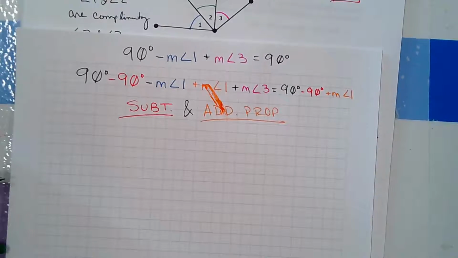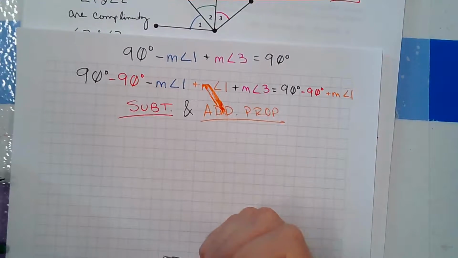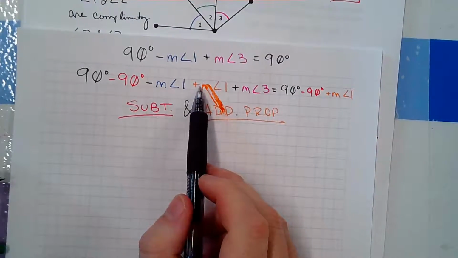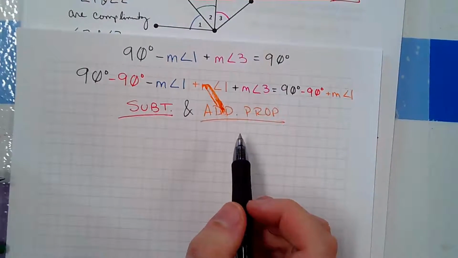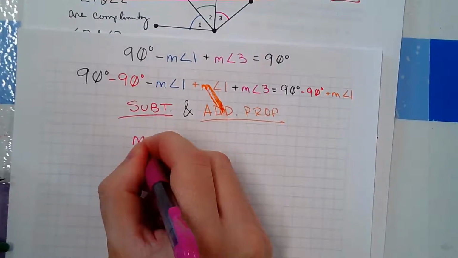Okay, so what does that get us? 90 minus 90 is 0. It goes away. Negative measure of angle 1 plus positive measure of angle 1 goes away. That's why we did it, right? To move them. So all we're left with on the left side is measure of angle 3.